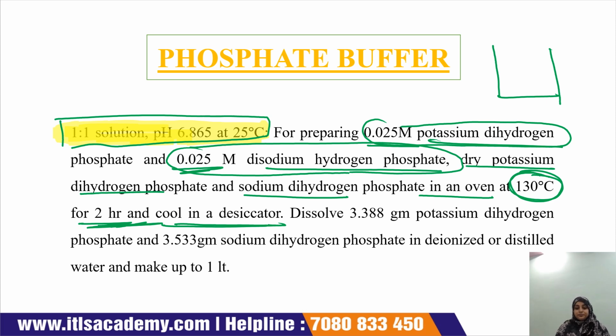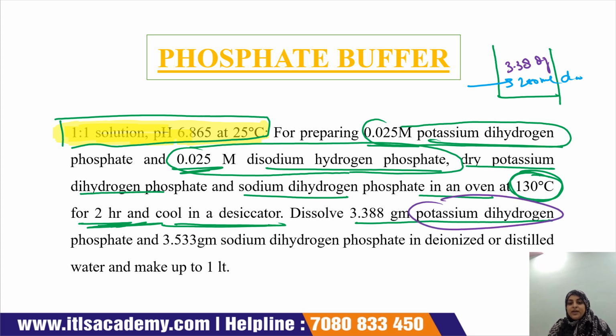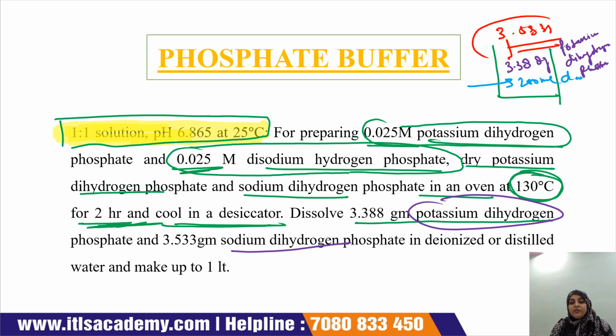Now we dissolve 3.388 gram of potassium dihydrogen phosphate. Again we take 200 ml of distilled water and then we put in 3.388 gram of this potassium dihydrogen phosphate, and the second one is your sodium hydrogen phosphate, and the amount will be 3.533 gram. But before that we have to dry both of these at 130 degrees Celsius for 2 hours. Okay, then when it is completely dissolved we dilute it with 1 liter of deionized water or distilled water.